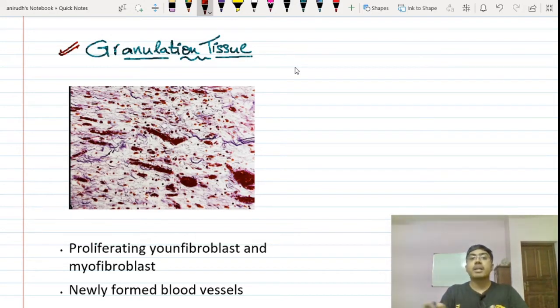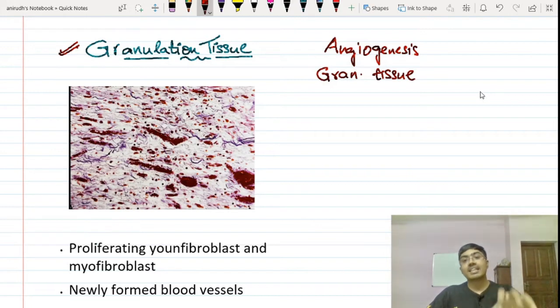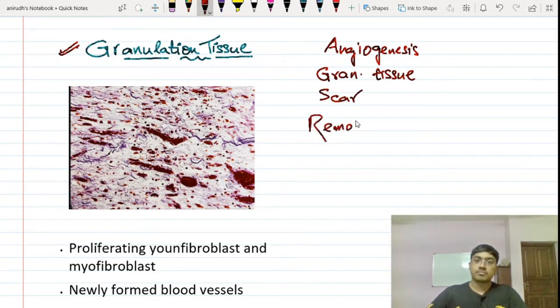In healing by connective tissue deposition, you will have angiogenesis first of all, right? And then after angiogenesis, you have the formation of granulation tissue, right? And in the granulation tissue, you have fibroblasts. Now, whenever you have fibroblasts, there is connective tissue deposition, and this leads to the formation of a scar, isn't it? So granulation tissue, then there is scar formation, and then there is remodeling of connective tissue.